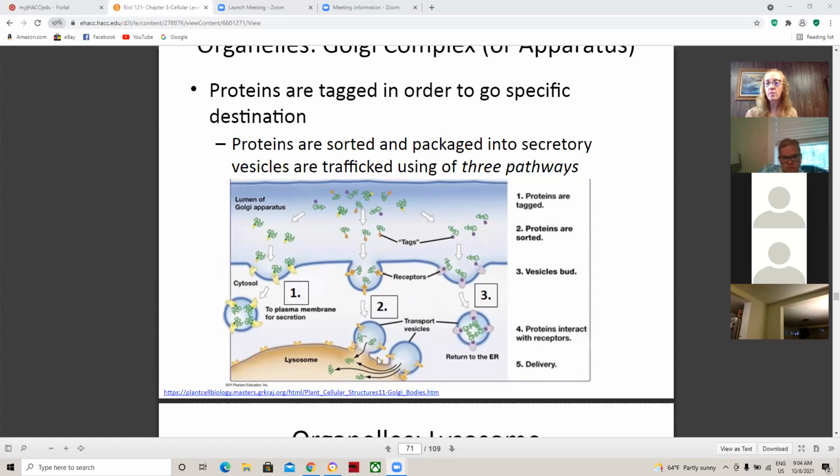So from the Golgi complex, it takes three different pathways. Either it goes to the plasma membrane to become part of the plasma membrane or be secreted from the cell, it can return to the endoplasmic reticulum, or the vesicle can be confused with the lysosome and be recycled or destroyed.